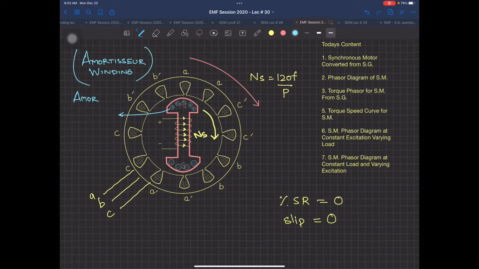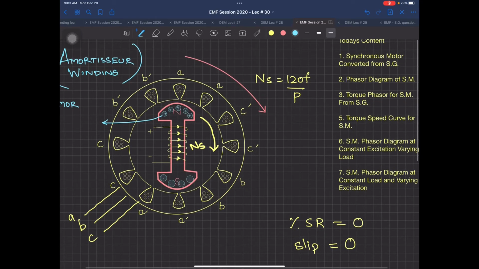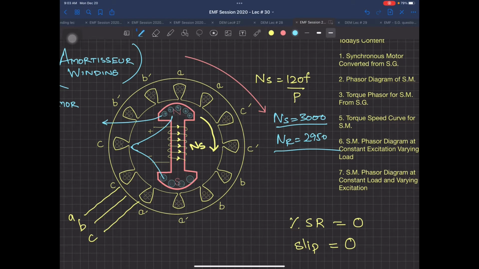This is a very specialized winding. It's actually an induction motor winding which we have placed on the North Pole and the South Pole, and certainly its connections are coming out because the slip rings are also there. So this means the two wires are actually coming out. First of all, you short them, and then the machine has started. So if your NS was supposedly equal to 3000 RPM, your NR, when you start it as an induction machine, will be approximately 2950 RPM. Well and good, no problem.